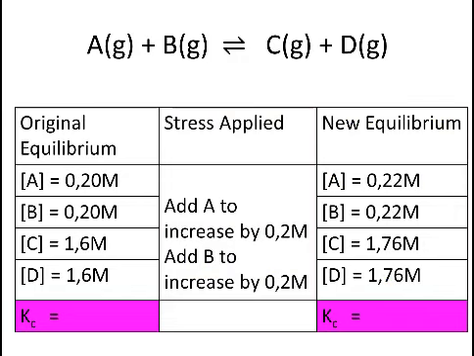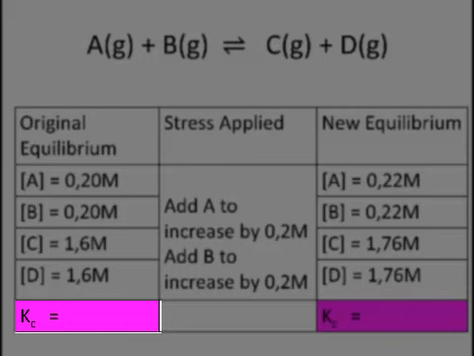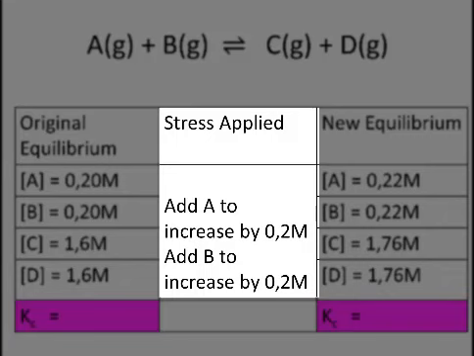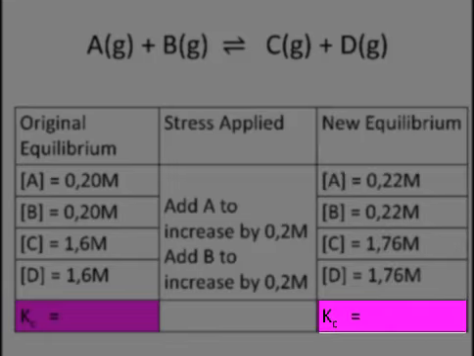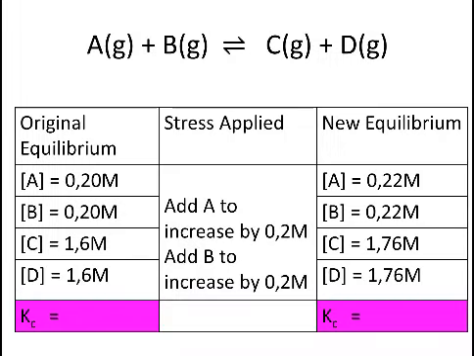So what I want to know is, what was the equilibrium constant in the original equilibrium state? What stress was applied? And what effect did that stress have? And then what is the new equilibrium constant after a new equilibrium has been established? And what do you notice from all that? Pause until you've done that yourself.